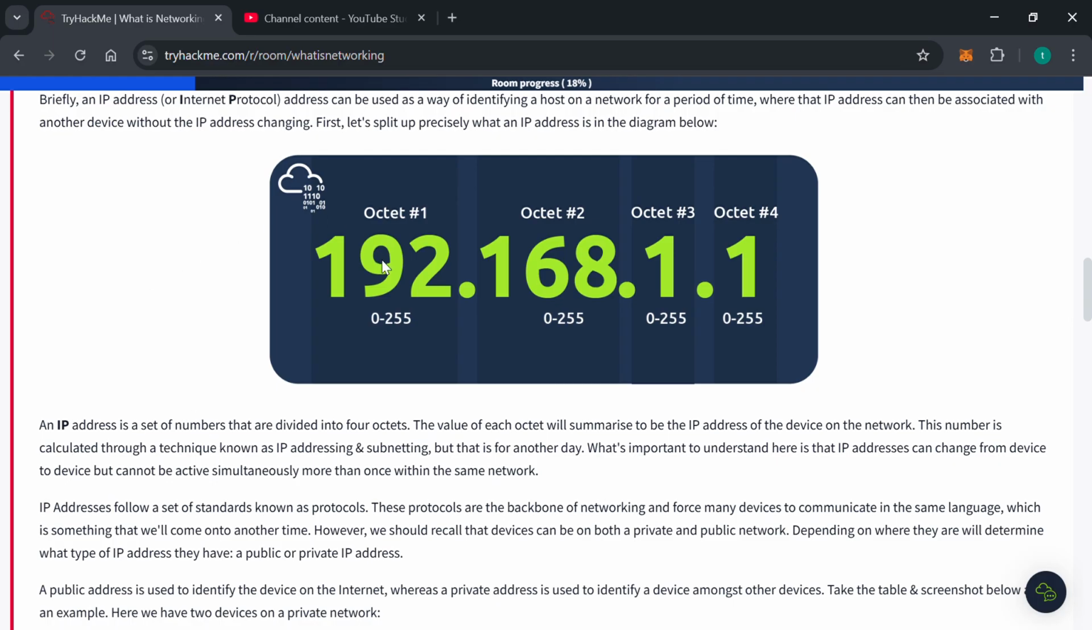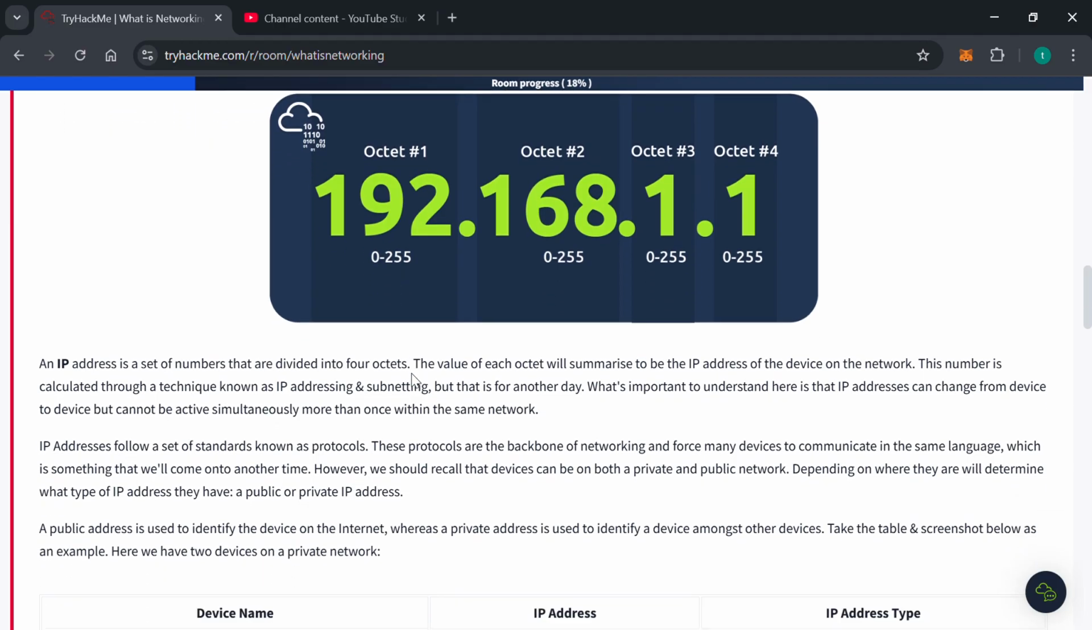192.168.1.1. We have the first octet, second octet, third octet, and the fourth octet. So an IP address is a set of numbers that are divided into 4 octets, and the value of each octet we summarize to be the IP address of the device on the network. This number is calculated through a technique known as IP addressing and subnetting. So we'll talk about subnetting some other time, not today.